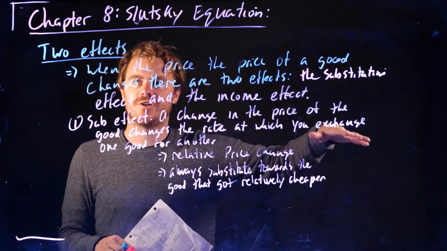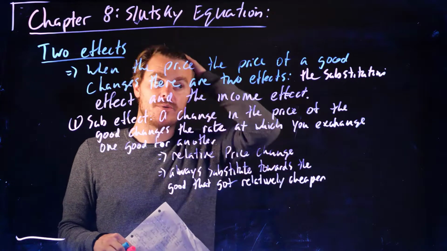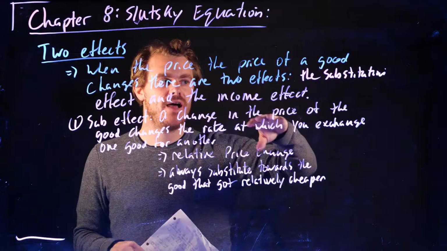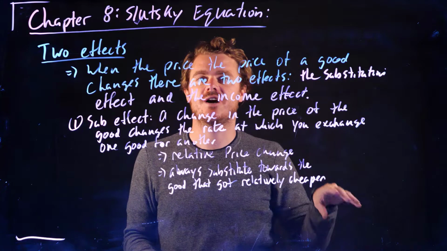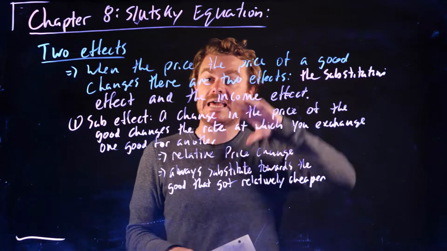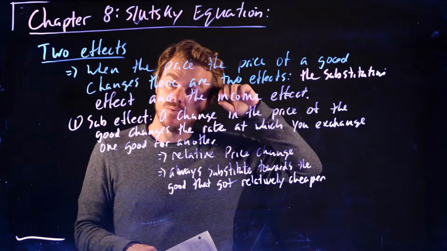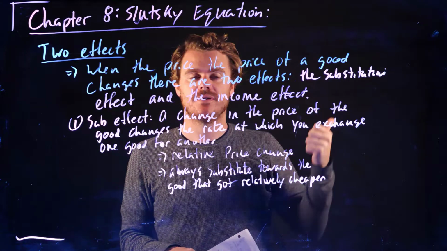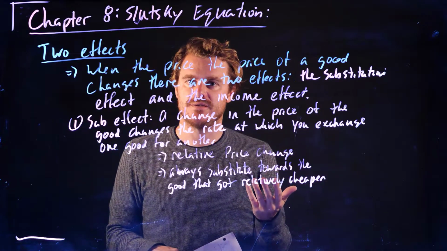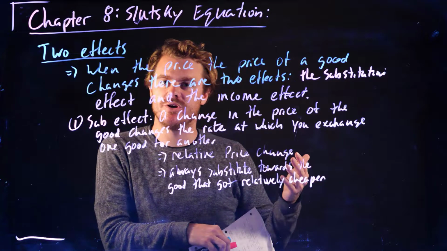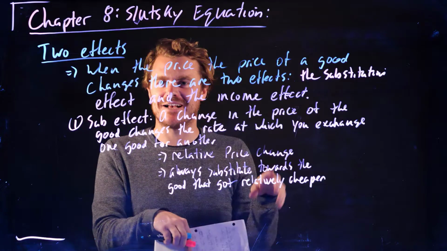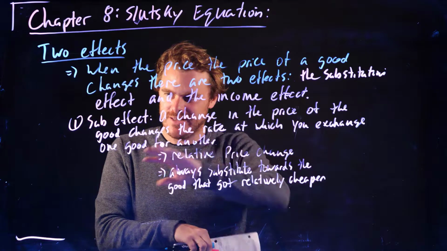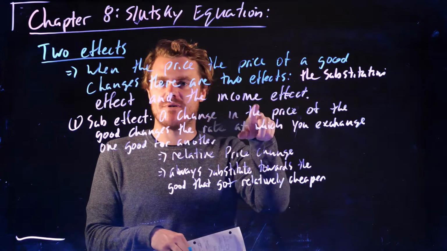So if the price of good one goes down, we're going to have both the substitution and the income effect, but the substitution effect is going to make us purchase more of good one because it got relatively cheaper. If the price of good one went up, it got relatively more expensive, so we're going to substitute away from good one and towards good two. Okay, so let's erase this and we can talk about the income effect next.